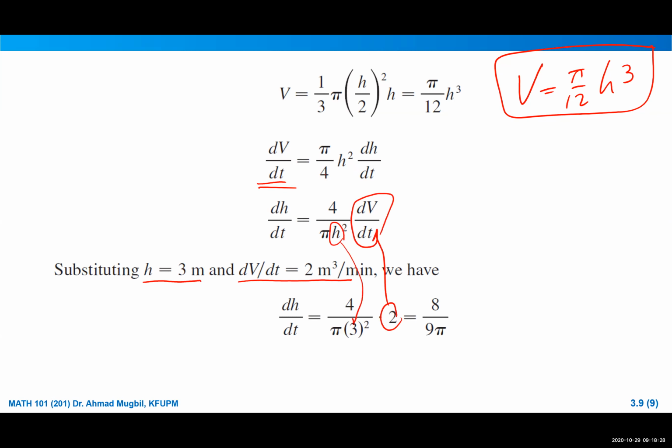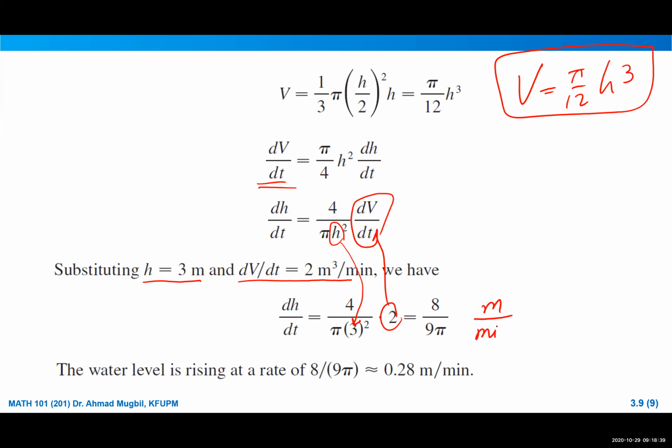H is 3. Now simplify. So dH/dt is 8/9 meter per minute. Meter per minute. Is that clear, Shabab? If you have any question, ask.